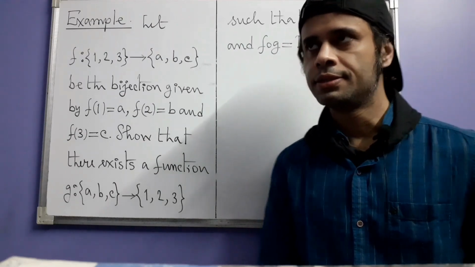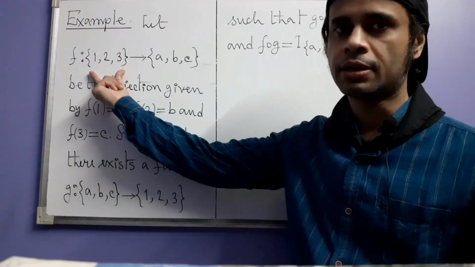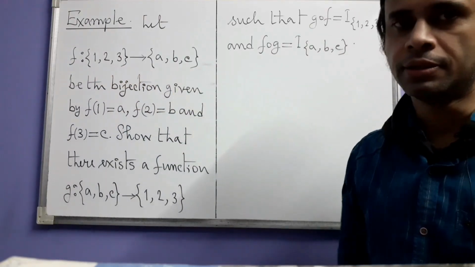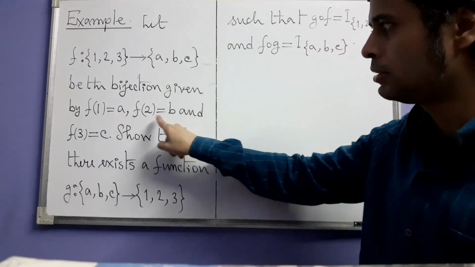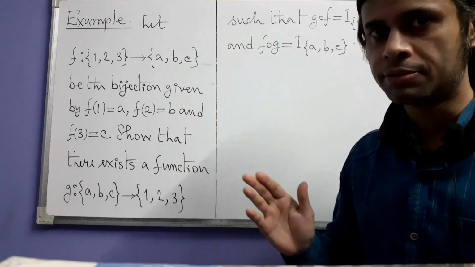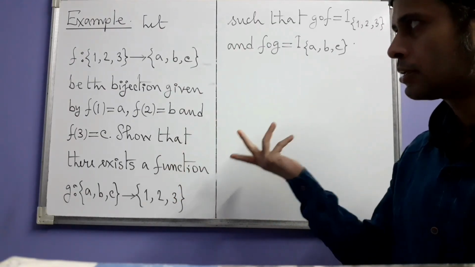Let us next see this example. Here we see a function f from the set consisting of the numbers 1, 2 and 3 into the set consisting of the letters a, b and c. And the function is this: f of 1 is a, f of 2 is b and f of 3 is c. It's a bijection, or a bijective function, which means that it's both 1 to 1 as well as onto, which you can clearly see.